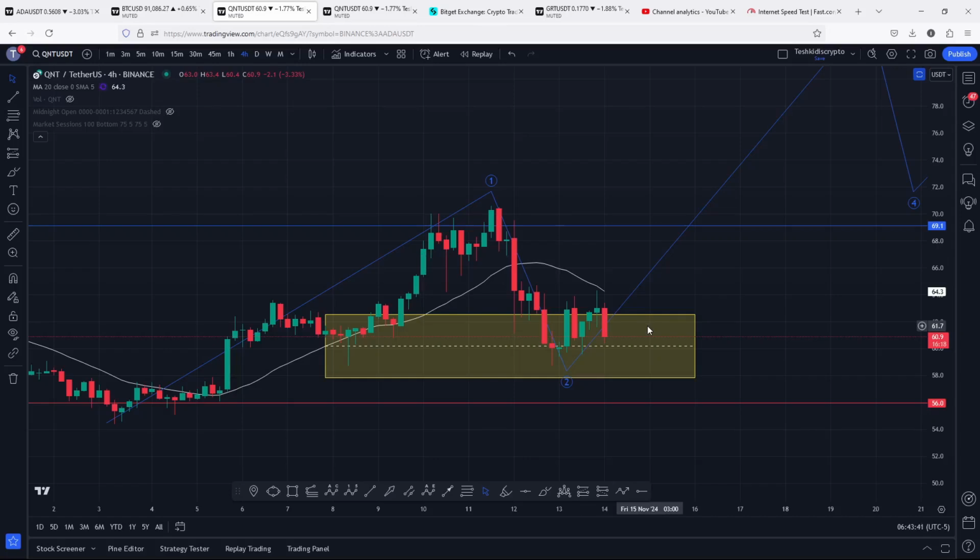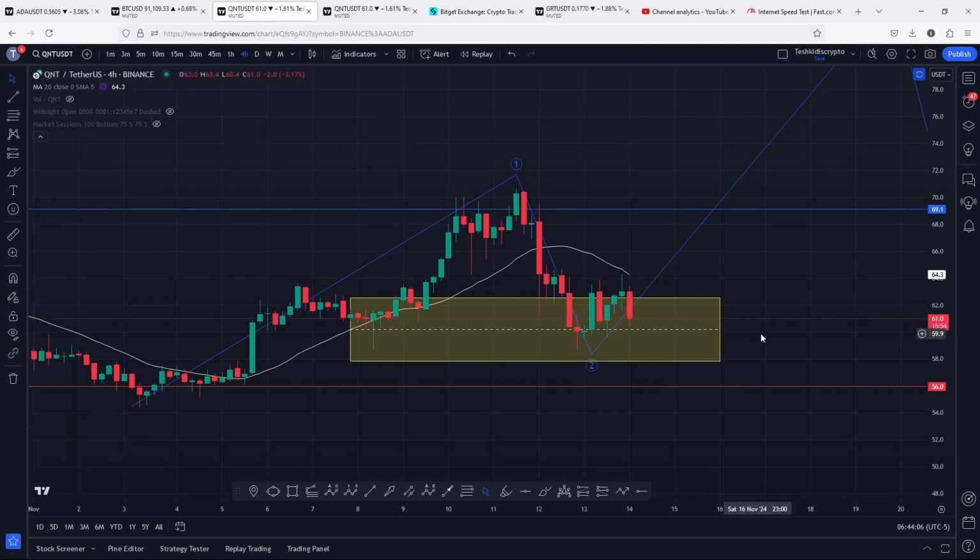QNT at the time of this recording continues to hold within our key area of support that lies between the $62.5 and the $57.8, and all this is playing out after we saw an aggressive bounce to the upside in a move that peaked above the $70, and then we started a bit of a slight pullback to the lower side.